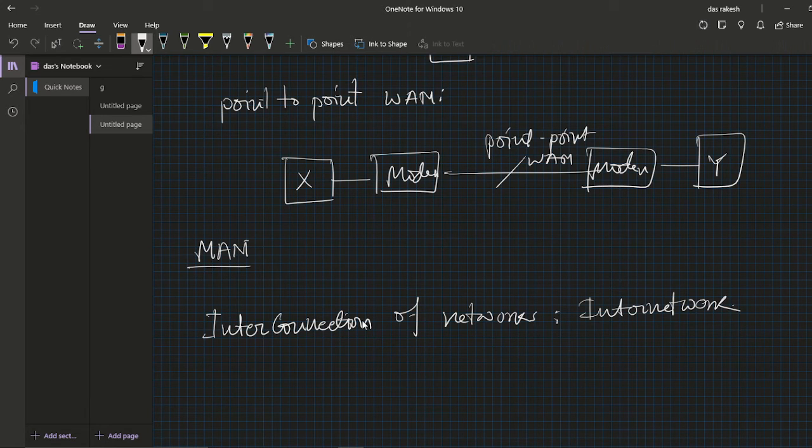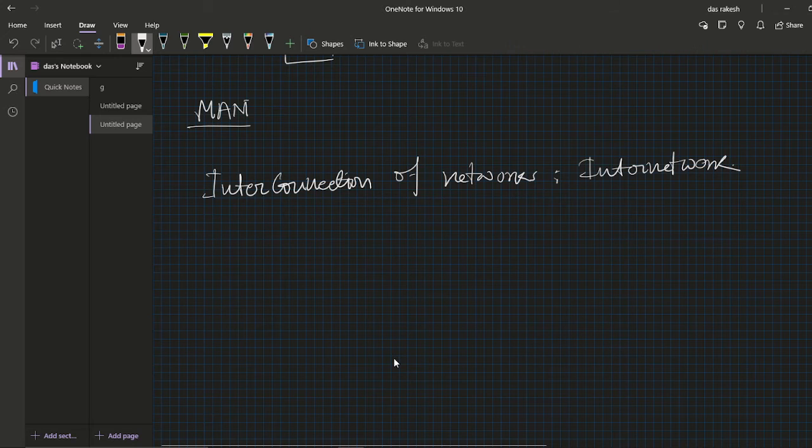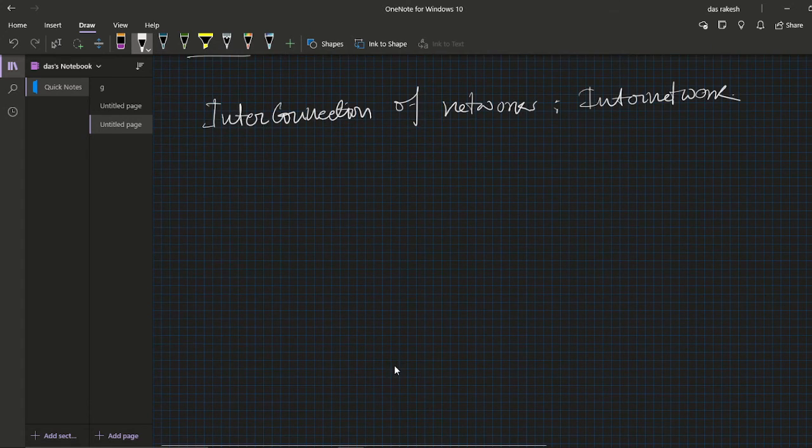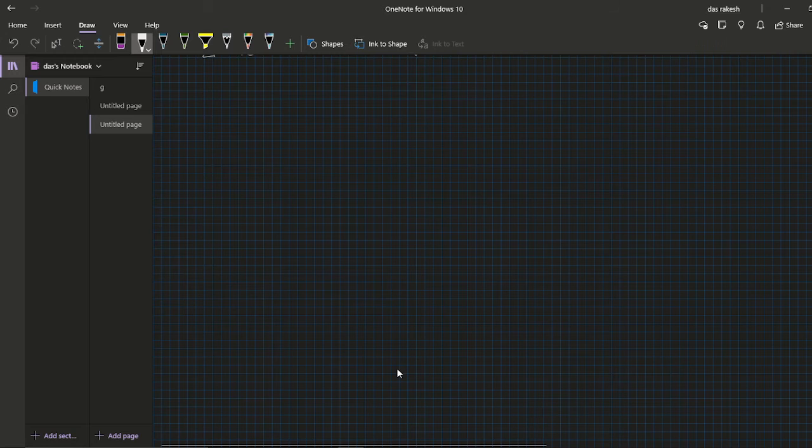Okay, for an example, suppose an organization has two parts, that is, two different offices are established. One office is on one side and another office is on the other side. The office at location number one has a bus topology LAN, and the second office has a star topology LAN. So basically the concept is, what is a heterogeneous network?